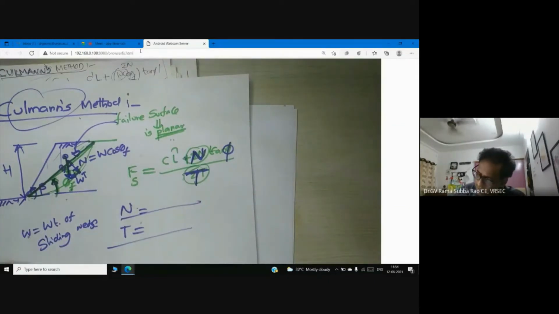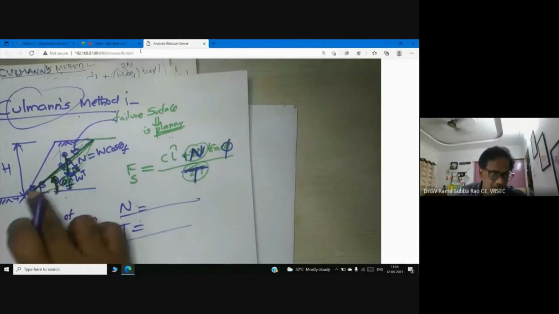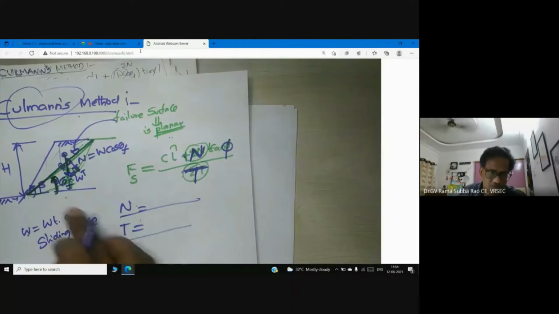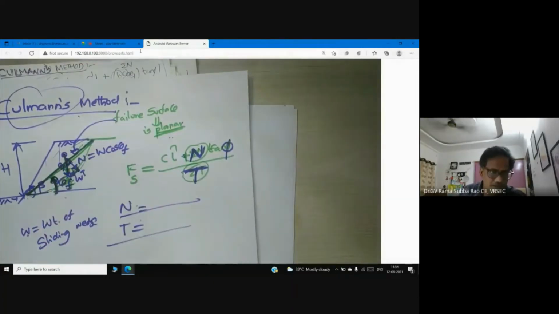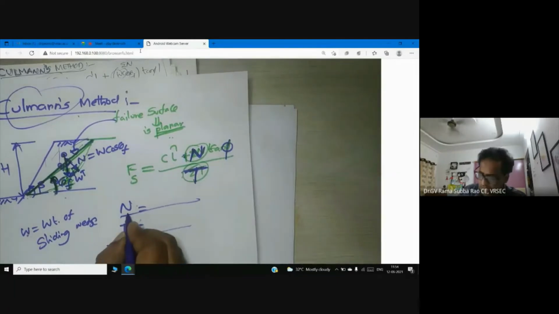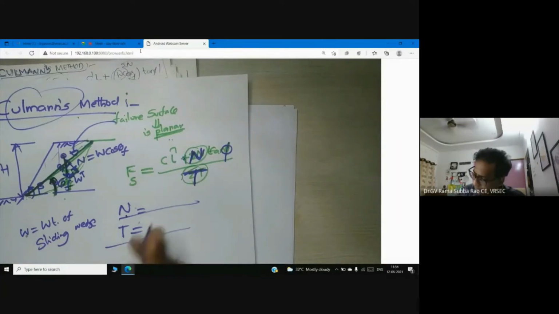So now this is theta f. Here you see the angle made by the failure plane with the horizontal, theta f. So what is N now? This angle is theta f, obviously. Now what I am expecting is N. Can anyone tell me what is N? Is it W?